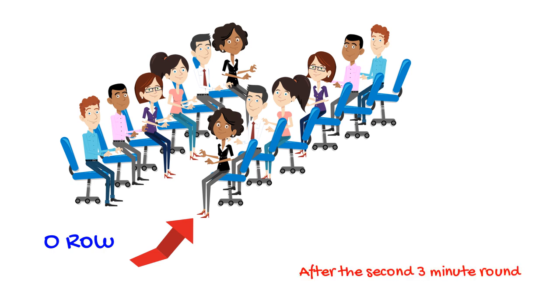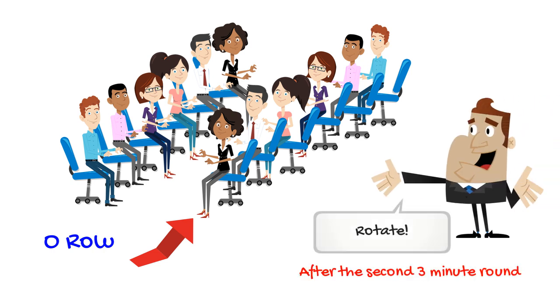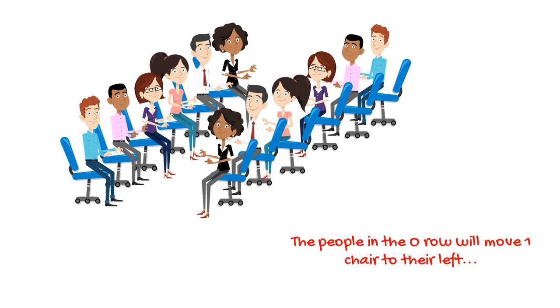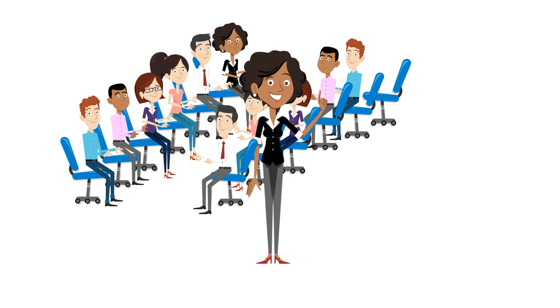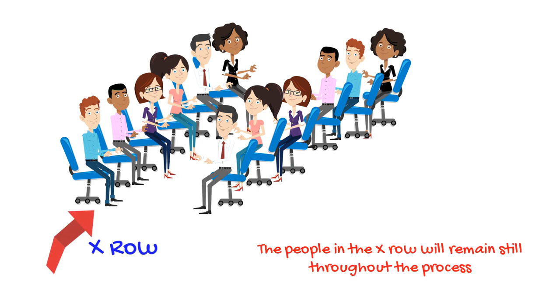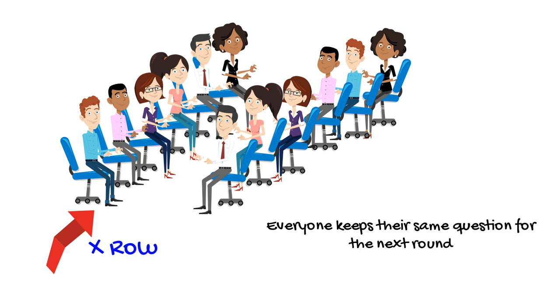After the second 3-minute round, have the participants rotate. The people in the O row will move one chair to their left. The person at the end will move around to the back of their row, as you can see here, and the people in the X row will remain still throughout the process. Everyone keeps their same question for the next round.